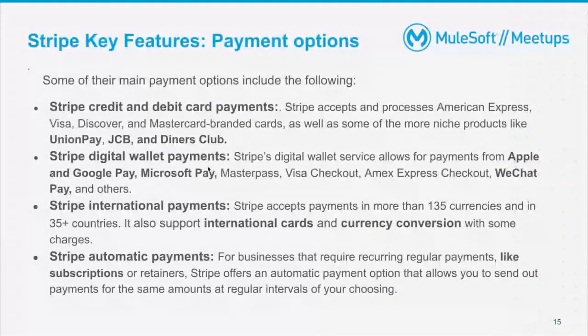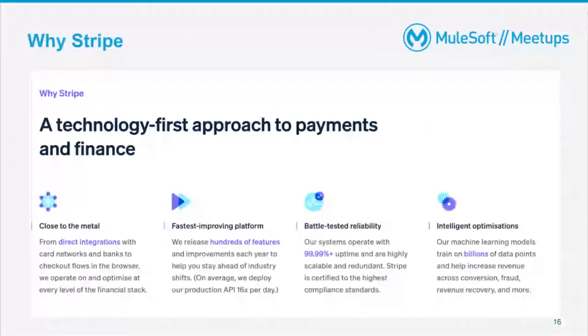And as we have seen, Stripe has 99.99% uptime and is highly scalable and redundant. The application is always up. We will never find an issue with our payments; they should all be successful. They are that good. They are also releasing hundreds of features, improving every year and every day.